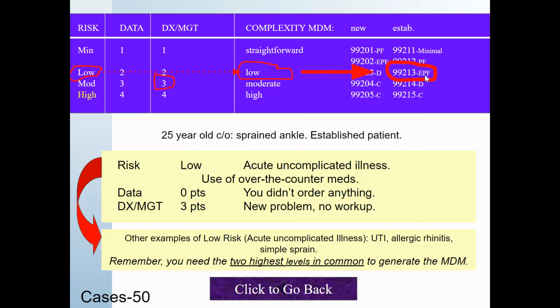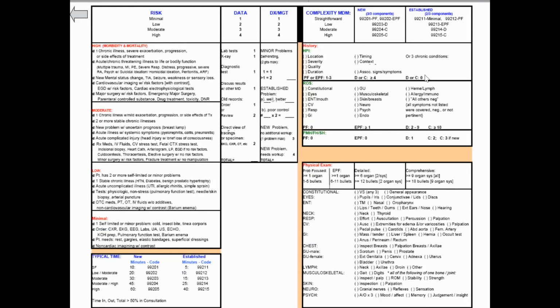Now let's look at this. So a 99213 right here, expanded problem focus. So in the history, we only need 1 to 3: location, quality, severity of the sprained ankle. I could talk about duration, timing, context, or associated signs and symptoms and modifying factors if I want to, but it's not going to change the code. I can ask all these questions.